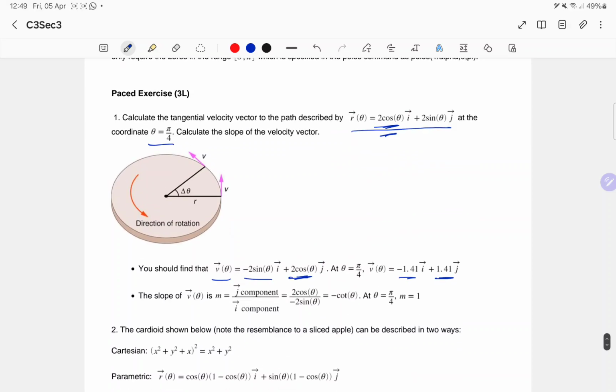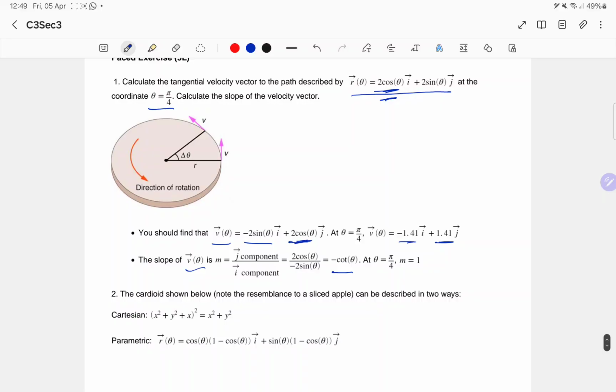So the slope will be v of theta equals the J component divided by the I component, giving you minus cot theta. Substituting theta equals pi over 4, you're going to get m equals 1.